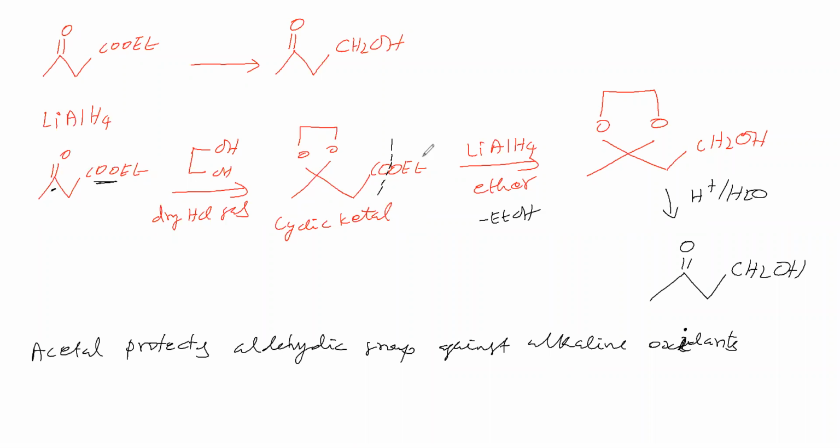Cyclic ketone will not undergo reduction with lithium aluminum hydride. Therefore, the cyclic ketone remains as it is, and only the ester undergoes reduction and gives a primary alcohol. On acidic hydrolysis, the cyclic ketone gives the ketone again.